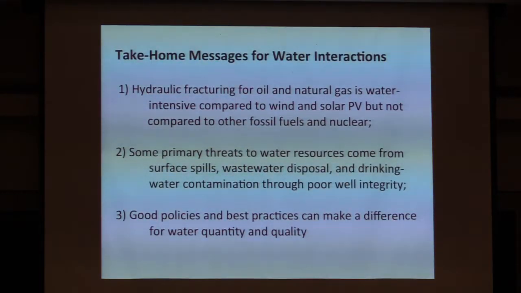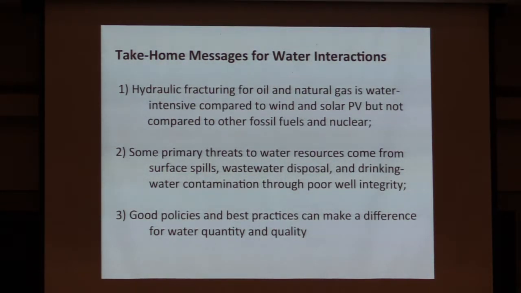All right, some take-home messages for water interactions. Hydraulic fracturing is water intensive as it's practiced today, but actually not more water intensive than some other things that we are currently using, which I think is a surprise to some people. And we do have options that are low water intensity, low carbon, low air pollution, like wind and solar PV. Some primary threats to water resources come from surface spills, wastewater disposal, and one of the issues that I highlighted was water contamination in a minority of cases from poor well integrity.